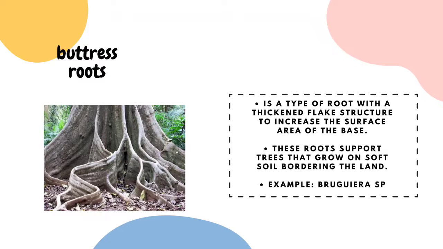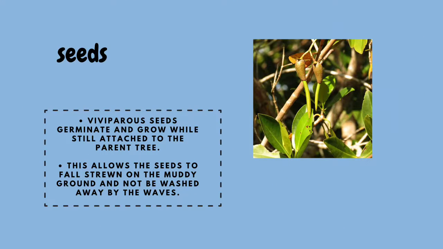Next, buttress roots. Buttress root is a type of root with a thickened flake structure to increase the surface area of the base. These roots support trees that grow on soft soil bordering the land. The last one is seeds. Viviparous seeds germinate and grow while still attached to the parent tree. This allows the seed to fall and be strewn on the muddy ground and not be washed away by the waves.